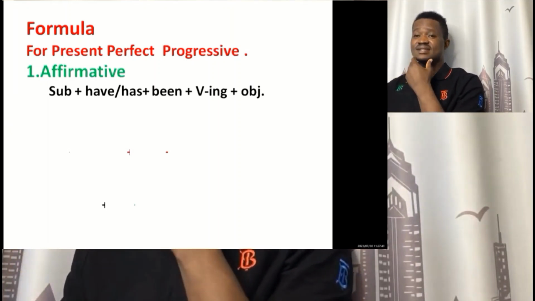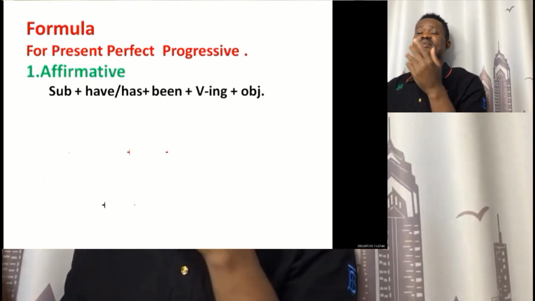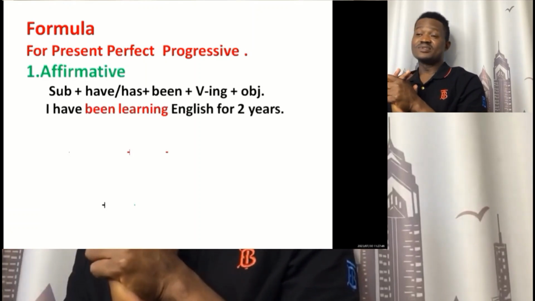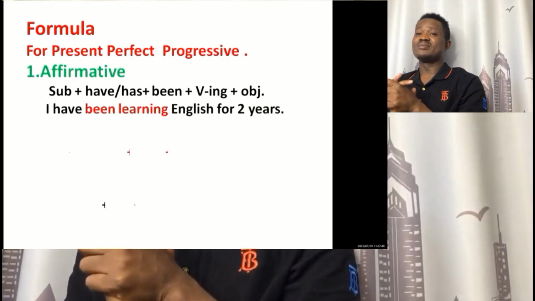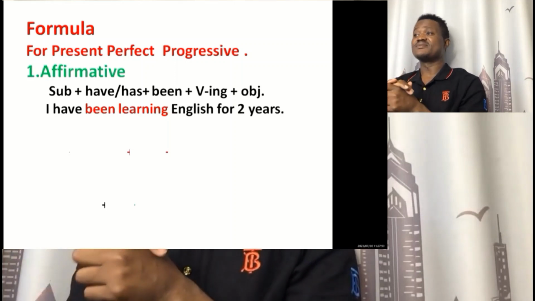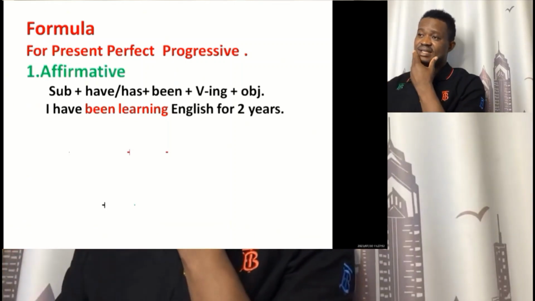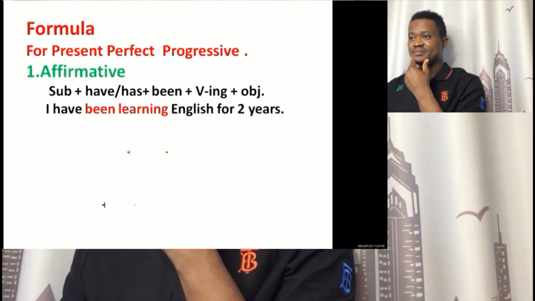Let's see an example here. I have been learning English for 2 years. So this is an example. I have been learning English for 2 years. Okay, guys, let's go to the negative form.